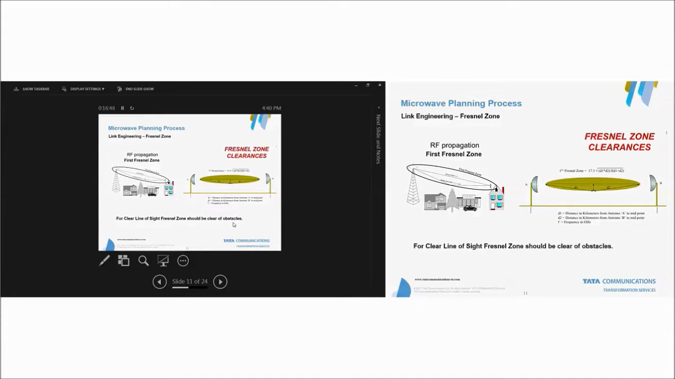In link engineering, another important aspect in planning a microwave link is Fresnel zones. Fresnel zones are nothing but an elliptical beam formed between the two antennas as shown in this figure, and the middle part of this Fresnel zone is termed the first Fresnel zone. Care should be taken that this first Fresnel zone should not be affected by any obstacles. If there is any obstacle present in the first Fresnel zone, the microwave link could not get established, or it would go down.